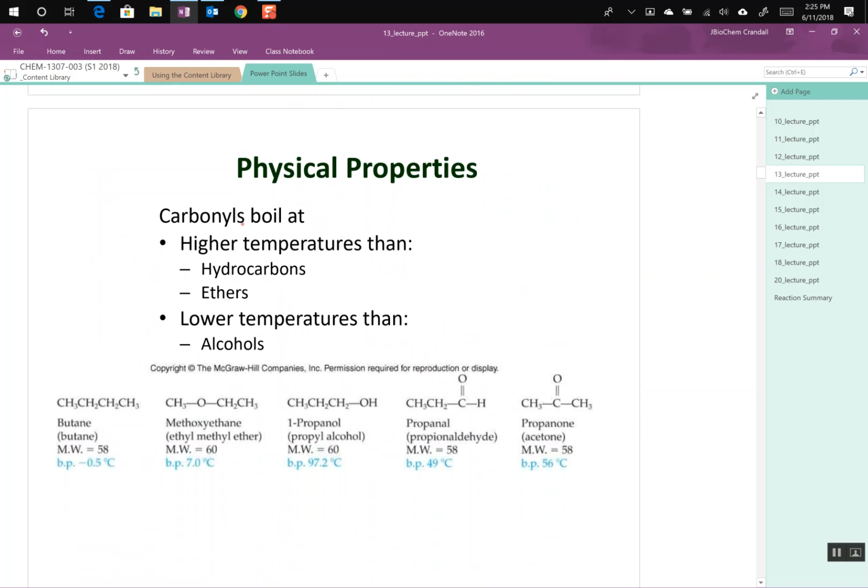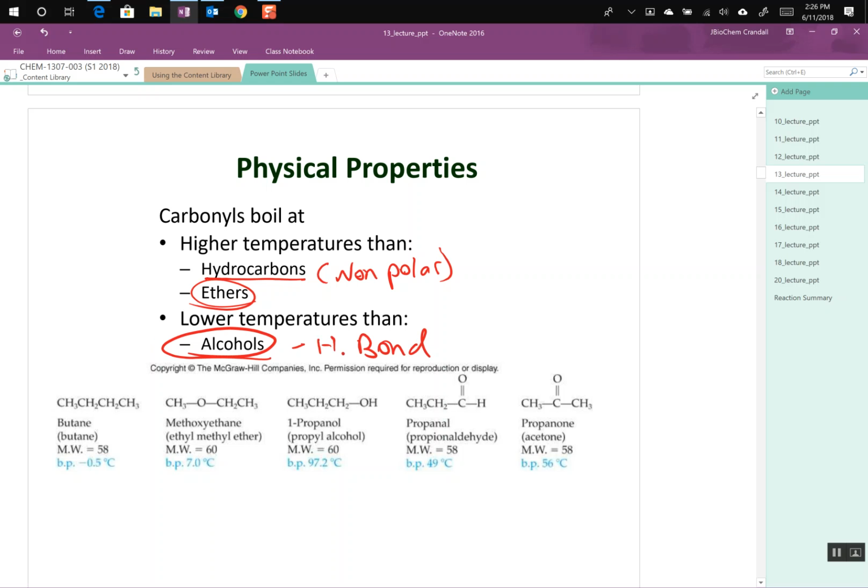Okay, so carbonyls boil at higher temperatures than hydrocarbons, which are nonpolar, and then ethers. Ethers are also polar, but they're kind of embedded in that carbon chain, and so they get forgotten about as far as their polarity goes. They're not going to be as polar as these carbonyl aldehydes and ketones. But they're going to boil at lower temperatures than alcohols because alcohols hydrogen bond.